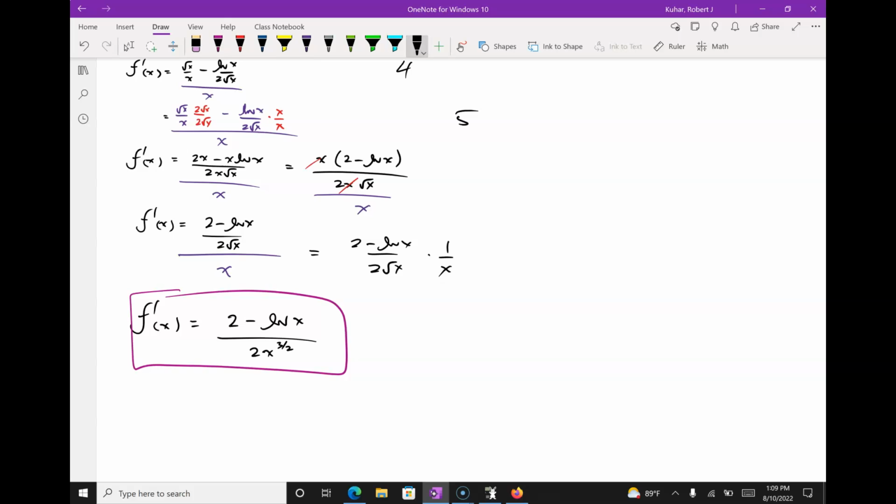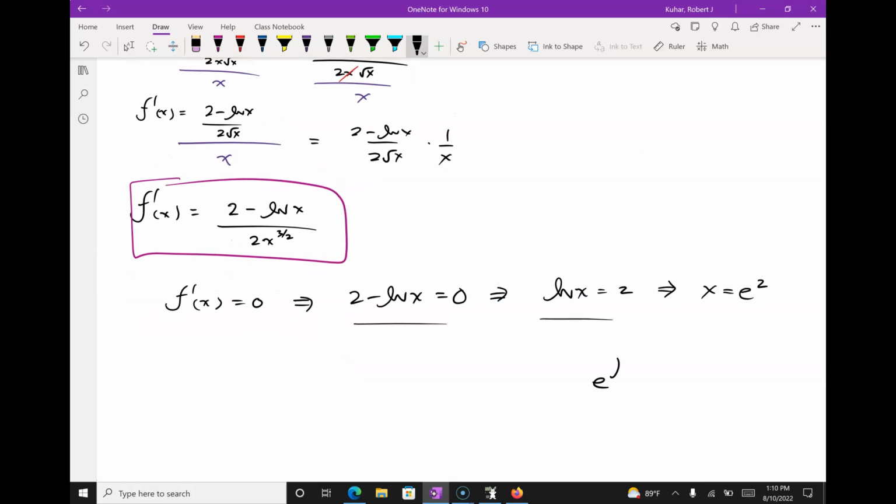Okay. I've got my derivative. I need criticals. Yes? So f prime of x equals 0 implies the numerator is 0. So 2 minus ln of x equals 0. That means what? Ln of x is equal to 2. That means x is equal to e squared. Right? Then I raise both sides base e, and e and ln are inverse functions, so they cancel each other out. And I just get the x here.